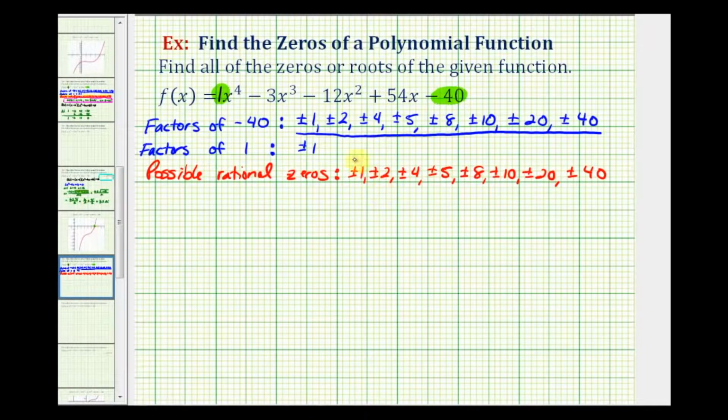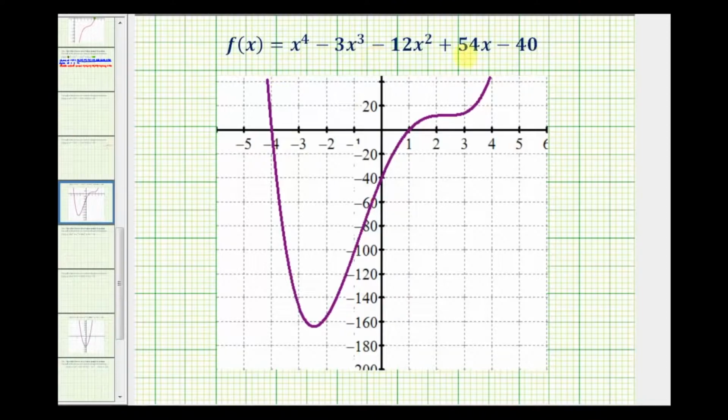Remember, our goal is to find the x values that make the function equal to 0, or the x values where y would be equal to 0. So graphically, the real zeros of this function would be the x-intercepts of its graph. So let's take a look at the graph and analyze it. Here's a graph of our degree 4 polynomial.